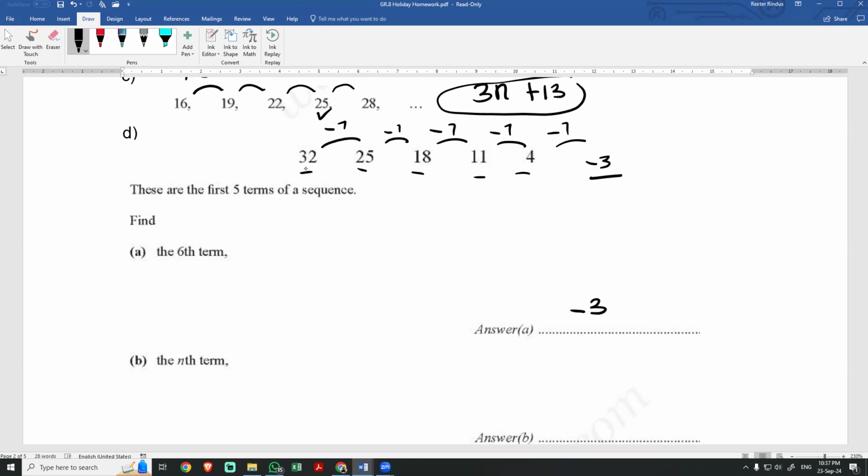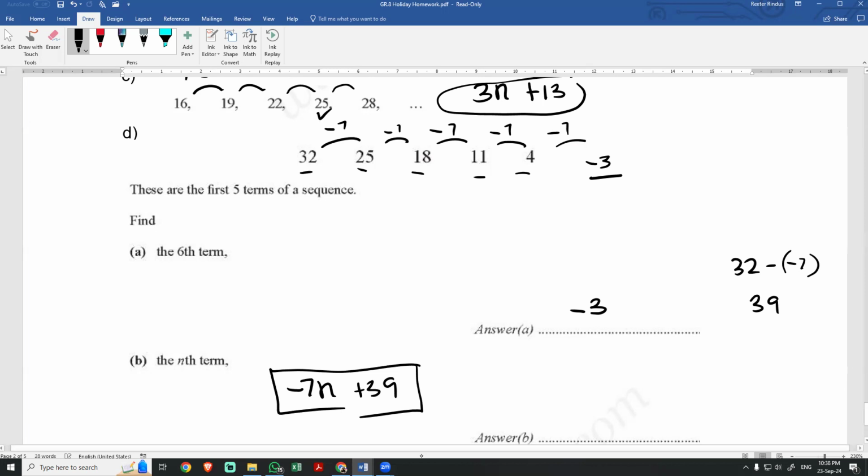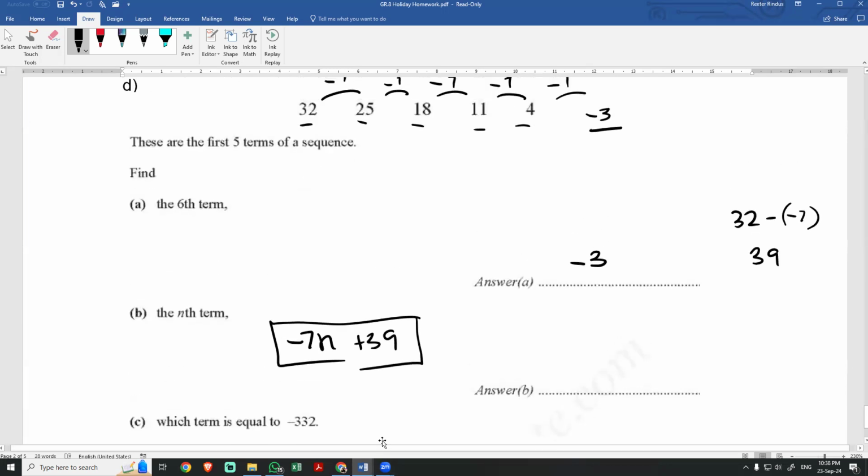The next question is, what will be the nth term? As I've said, we just have to minus. So we said it's going to be negative 7n. Then 32 minus negative 7. Again, since it's minus, 32 minus negative 7. So in short, it will become 32 plus 7, so the answer would be 39. So that's how it should be. Negative 7n plus 39. That's going to be your answer for the nth term.